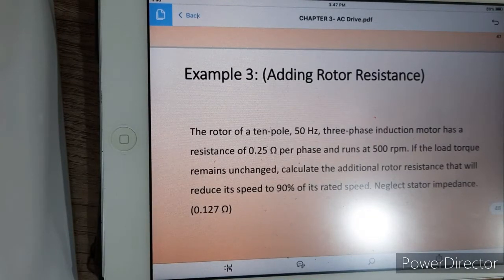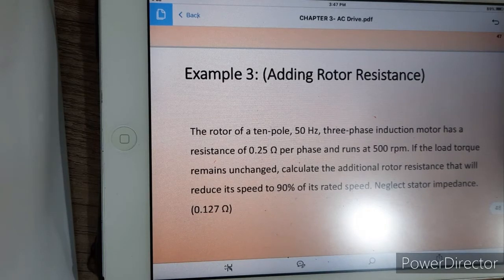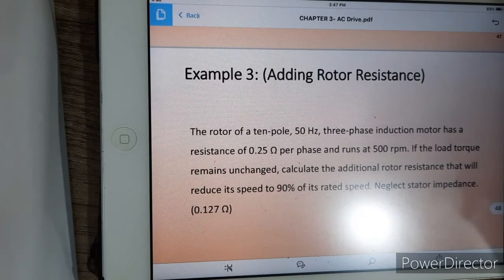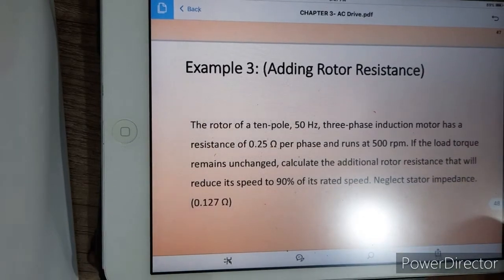Bismillahirrahmanirrahim. In this video we are going to show the examples for chapter 3, AC drive. We start with example 3, by adding rotor resistance. Remember we have a few methods for controlling the speed of an induction motor. One of the methods is adding rotor resistance, meaning that we add a resistor on the rotor side. So let's read the question first.